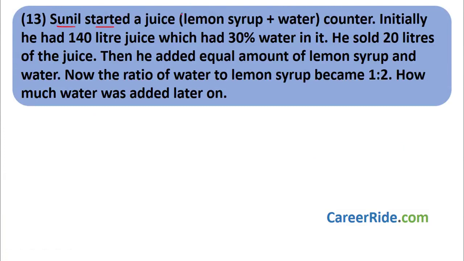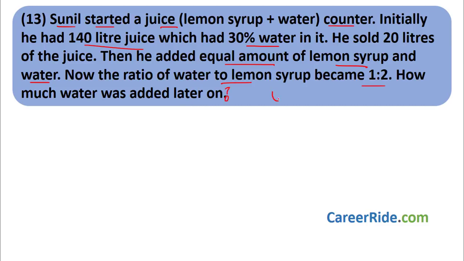Sunil started a juice, that is lemon syrup plus water counter. Initially he had 140 liters of juice which had 30% water in it. He sold 20 liters of the juice. Then he added equal amounts of lemon syrup and water. Now the ratio of water to lemon syrup became 1:2. How much water was added later on?